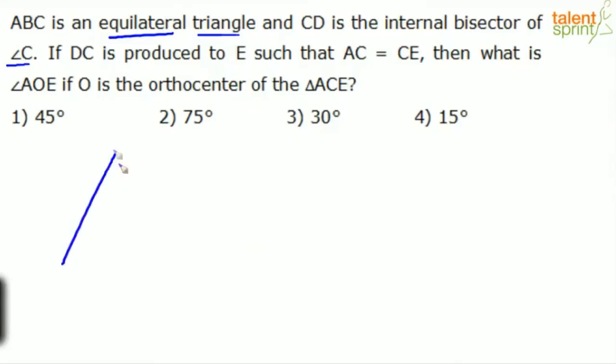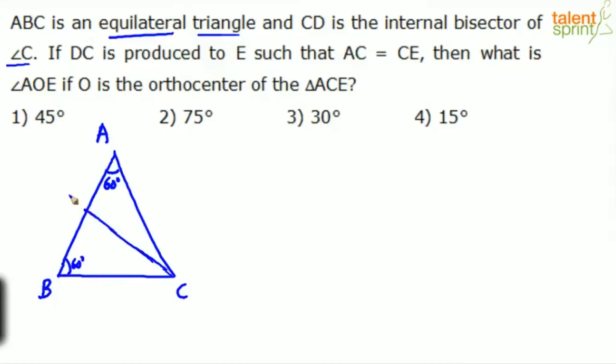ABC is the equilateral triangle. So let's consider this. This is a triangle A, B, and C, right? Then he says CD is the internal bisector of angle C. So angle C, you know that since it is an equilateral triangle, each angle is 60 degrees here, right? But by dividing angle C into two halves, CD being the internal bisector, each will be 30 degrees then, right? Actual angle C is 60 degrees. By dividing it into two parts, we get 30 degrees each. So 30 degrees here, and this is 30 degrees.